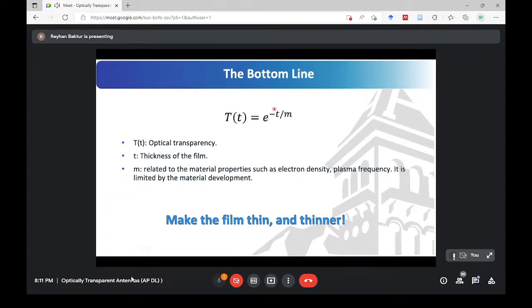All right, right here. So the optical transparency is a function of thickness. The thinner the material, the more transparent. Okay, that makes sense. That's what we know, right? And another property is related to material processing, that's the electron density, etc. Those are really determined by how you design the material, so that's kind of out of our hands. For that, we need to work with a material scientist. But what we know is we just have to make the film thinner and thinner.